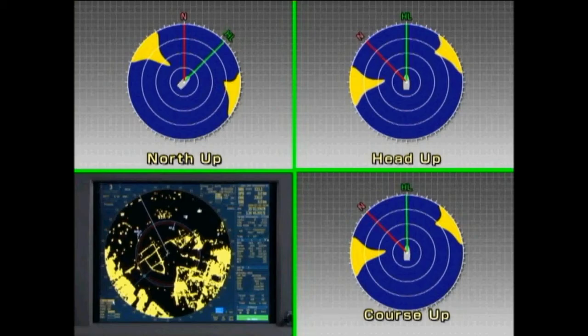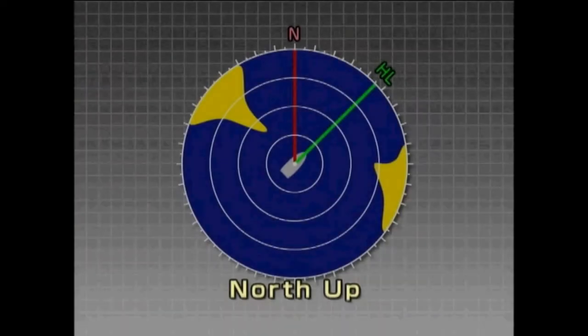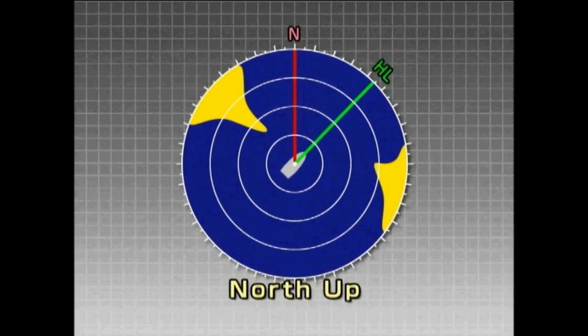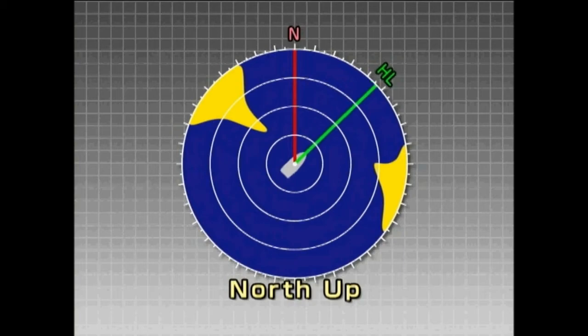Select one of the available azimuth modes to display the radar image you desire. The North Up display positions north at the top of the screen. Note that in this mode, fixed targets do not move, making it easy to compare the display with charts of the area and read the true azimuth of a distant target at a glance.